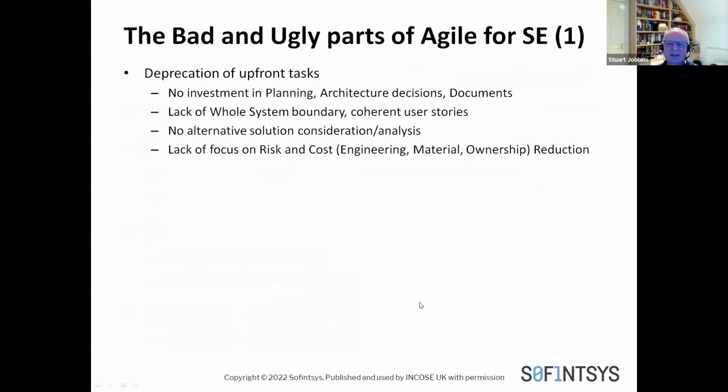the bad and ugly parts. So the bits you really want to avoid for system engineering. The deprecation of upfront tasks. The idea that you can not do any planning, not make any architect decisions, not write any documents. The idea that you don't have to worry about the whole system boundary. You only have to look at independent user stories one at a time because you will assume they're all independent.